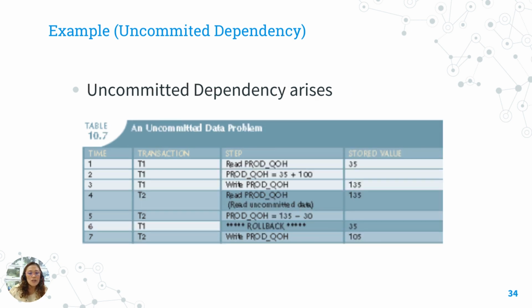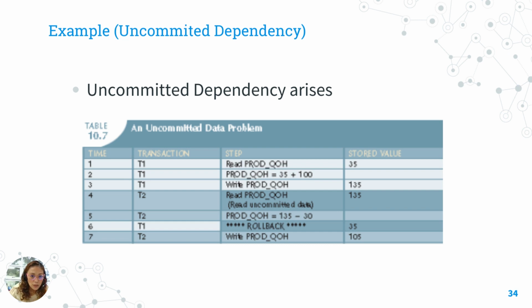However, if you are going to check when uncommitted dependency arises, let's have it here. If you can see here in the transaction side, you will notice that transaction 2 was able to access the update being made by transaction 1 that has not yet been completed. So it's uncommitted.